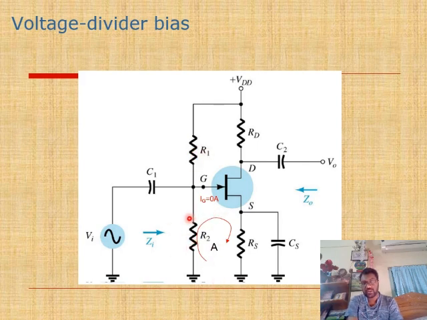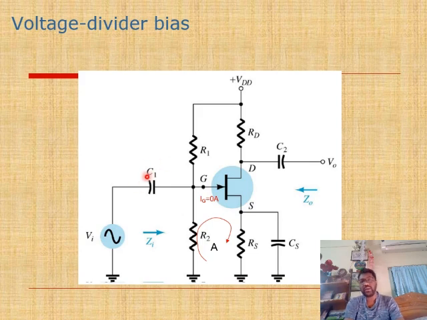This R2 will basically keep the gate to source voltage as per the biasing need, and this R1 will keep the gate to drain voltage, or drain to gate voltage, as per the biasing need. C1 and C2 are for filtering. C1 is for filtering the input signal and C2 is for filtering the output signal.